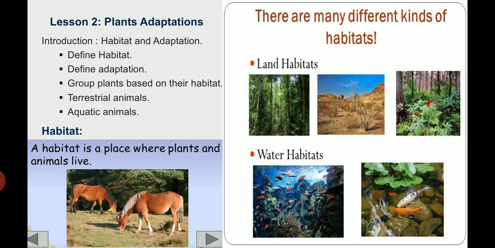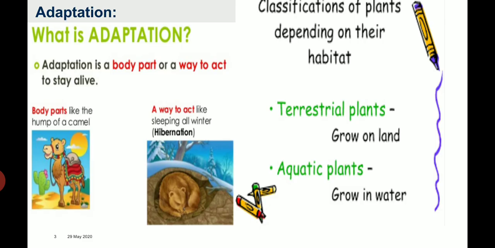Next, there are two types of habitats, many different kinds of habitats. Here, two I have given. One is land habitats. Few plants will grow only on land, and few plants will grow only in water. So, we are going to talk about these two, land habitats and water habitats, in this lesson. Next, let's see what is adaptation.